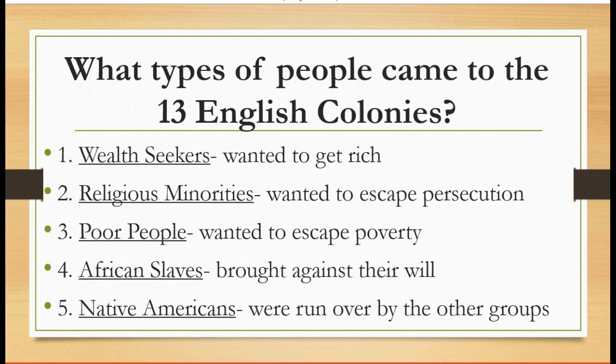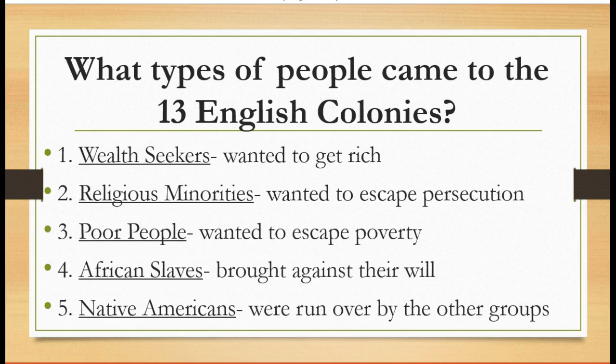The third type of person that we are looking at today that came to the 13 colonies were people that were poor. Poor people that wanted to escape poverty. As I mentioned a minute ago, in England and in Great Britain, when there wasn't enough jobs for the amount of people there were, that caused many people to become poor. And in order to escape poverty, some of those poor people decided to come to the 13 English colonies in the Americas as an escape out of their poverty. They saw it as an opportunity for a new start.